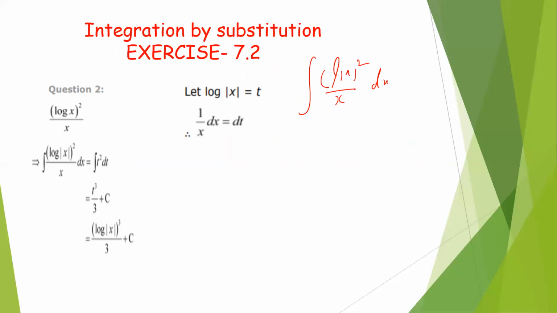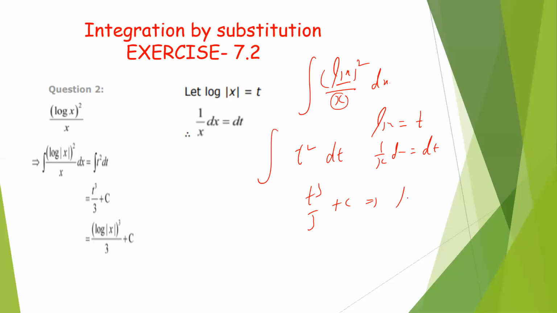Now you have to learn the technique of substitutions also. First of all, we have to take a function t such that the other part is the derivative of that function. As you can see here, the derivative of log x is 1 by x. So we will take log x equal to t, differentiate both sides, and put the values: t square and dx by x is dt. Integration of t square is t cube by 3 plus c. Put the value of t: log x whole cube by 3 plus c. This is the answer. Clear?